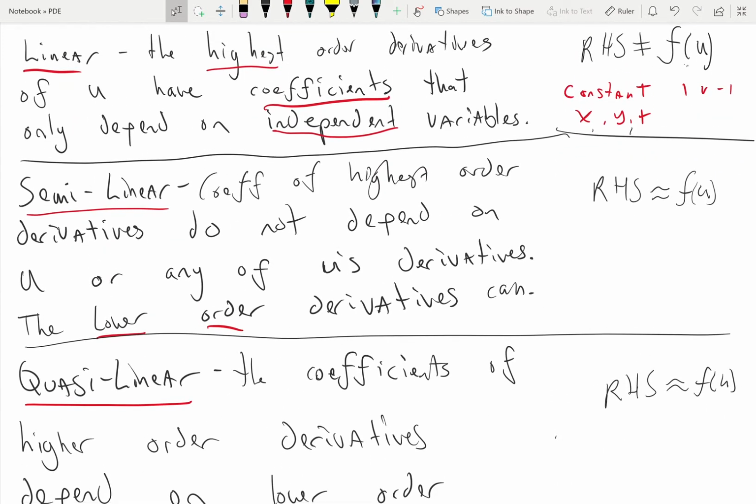The second classification is semilinear. In a semilinear case, the coefficients of highest order derivatives do not depend on u or any of its derivatives. The lower order derivatives can, and the right-hand side, the function part, may be a function of u.